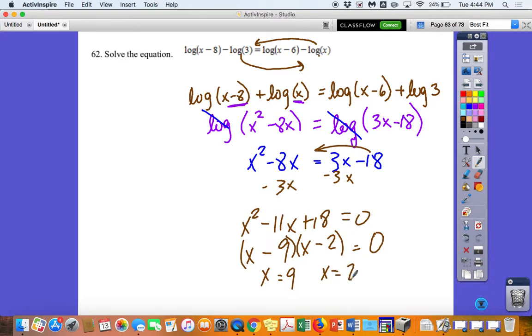Now, you want to plug them in and verify that they both still give you positive answers. So if I put 9 here, yep, that's positive. If I put 9 here, yes, that's positive. 9, yeah, 9's positive. Put in a 2. 2 minus 8, uh-oh. That didn't work. As soon as you get one that doesn't work, he's out. So he's not a negative, but he's negative when you plug him in. So you've got to check them just to make sure.